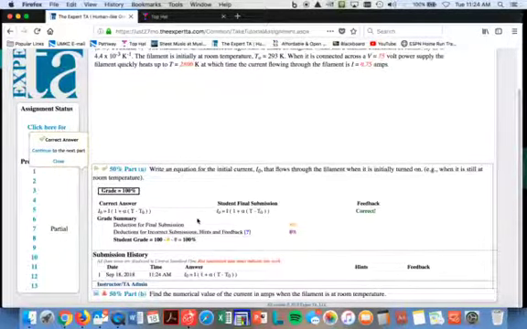See? Need a human being. Uh-oh, I did it for you. But now, find the numerical value of the current in amps when the filament is at room temperature. Okay, so now you just plug that in. So that's the beauty of actually doing a formula.